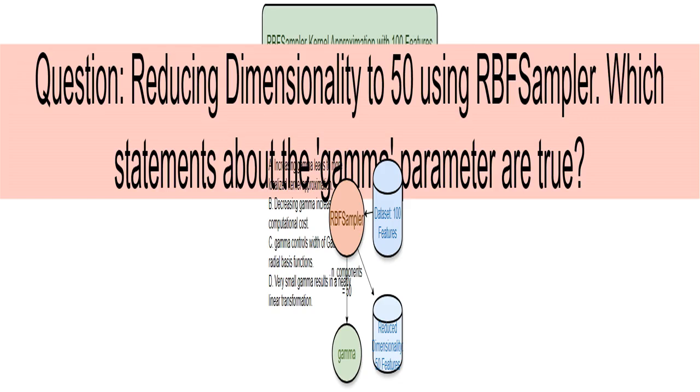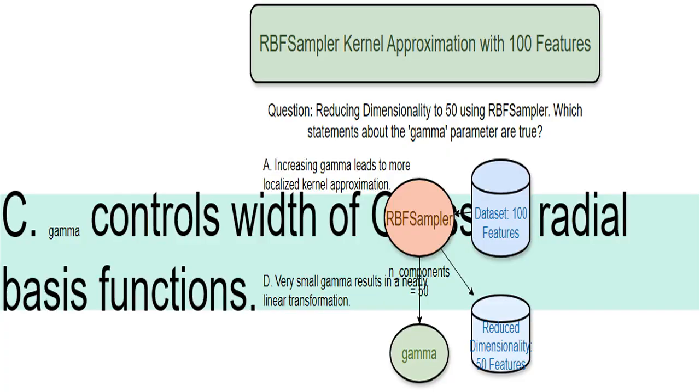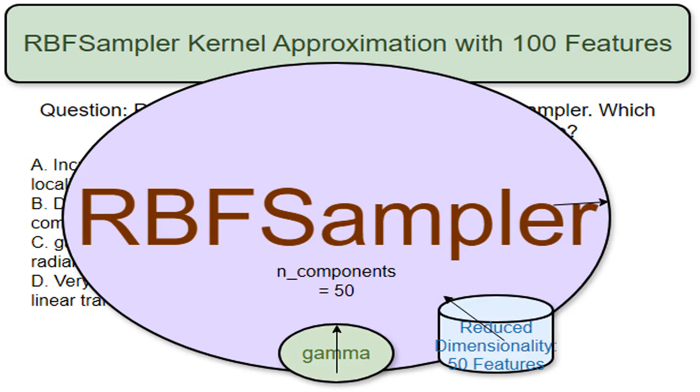We need to understand how the gamma parameter affects the outcome of RBFSampler. It's the heart of the dimensionality reduction technique I'm using. My dataset starts with 100 features. That's my starting point before I begin using RBFSampler for dimensionality reduction. This is the algorithm that I will use to perform a kernel approximation and reduce the dimensionality of my dataset. The gamma parameter is crucial for its function.